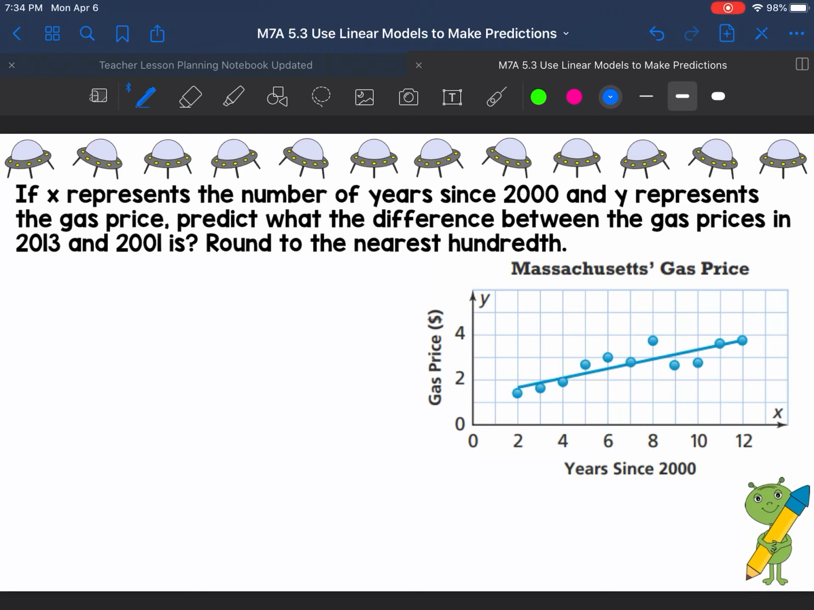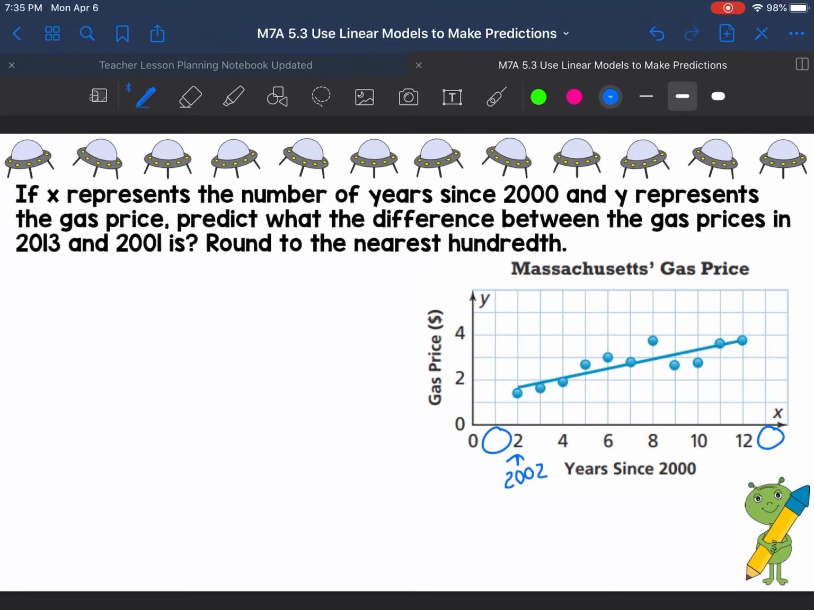If x represents the number of years since 2000, so 0 means 2000, this 2 for years really is 2002. So that's how it's working. Y is going to represent the gas price. Predict the difference between the gas prices in 2013, which we don't know, and 2001, which we also don't know.